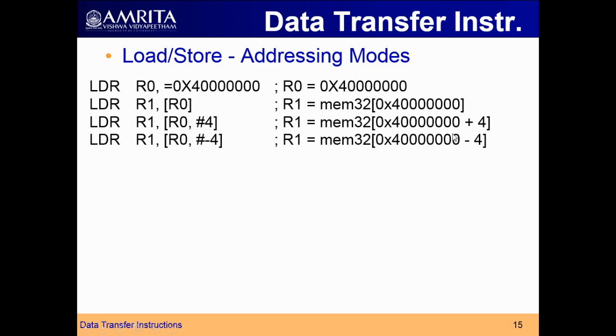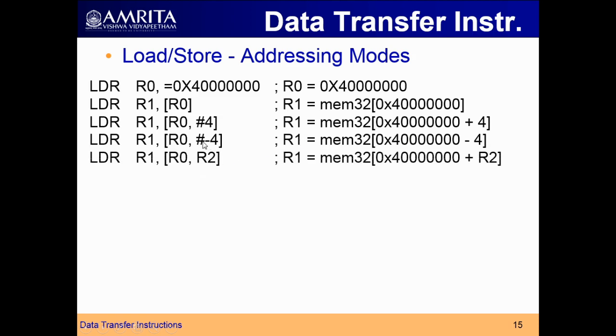The next one, instead of writing hash 4, I am writing hash minus 4. So what is the difference between this and this? Instead of adding the offset, in this case the offset will be subtracted from the base address. So base address minus offset, that is minus 4, and the content of that resultant address will be moved on to R1.